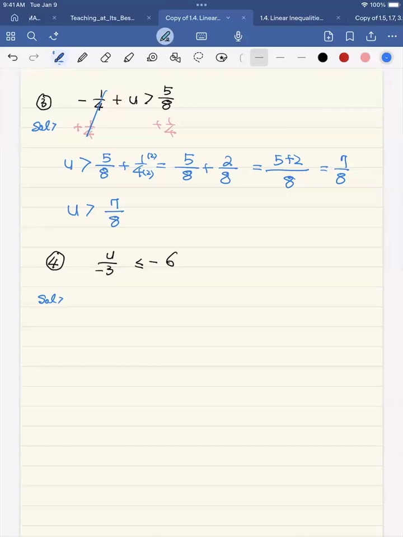In the following example, we have to be very careful. To get u by itself on the left side, we have to multiply by -3 on both sides. When we do it, we have to switch the direction of the inequality, because we are multiplying by a negative number. So those two will cancel each other, and u is greater than or equal to 18.